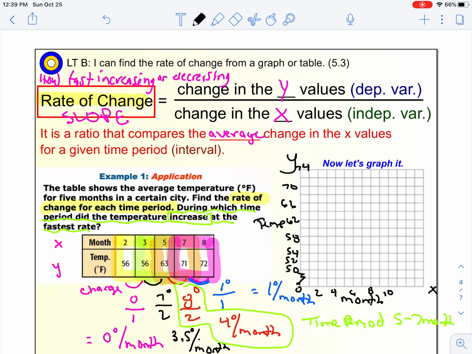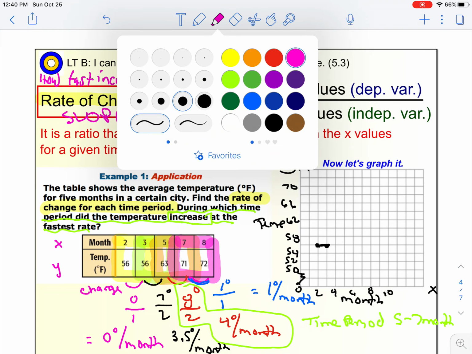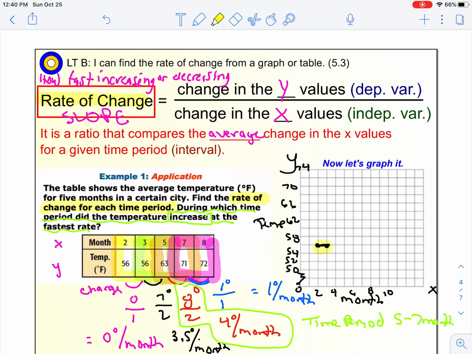So the first one is month 2 is 56. So that is this value right there. And then month 3 is also 56, so that's right here. So this segment of the graph is what we represented with this change. And notice the change was 0 degrees per month. Okay, so now let's look at the next one we did.